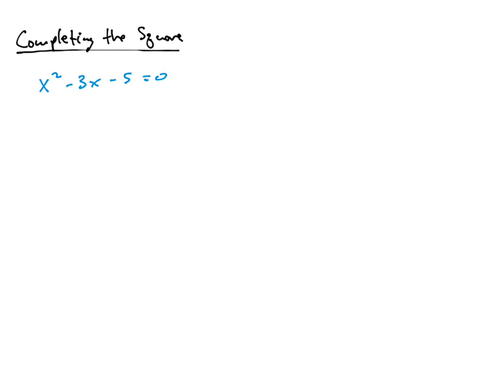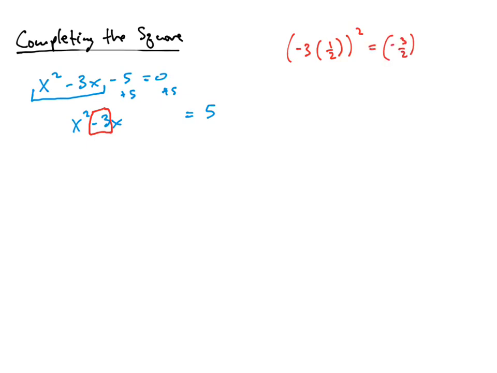So first, what we want to do is get the a term and the b term isolated on the left side of the equation, and then we move the c term to the right side, so we add 5 to both sides. And then what we do is we take the b term, which is negative 3, multiply it by 1/2, and then we square that. So negative 3 times 1/2 is negative 3/2. Negative 3/2 squared is 9/4. So what we do is we add 9/4 to both sides of the equation.